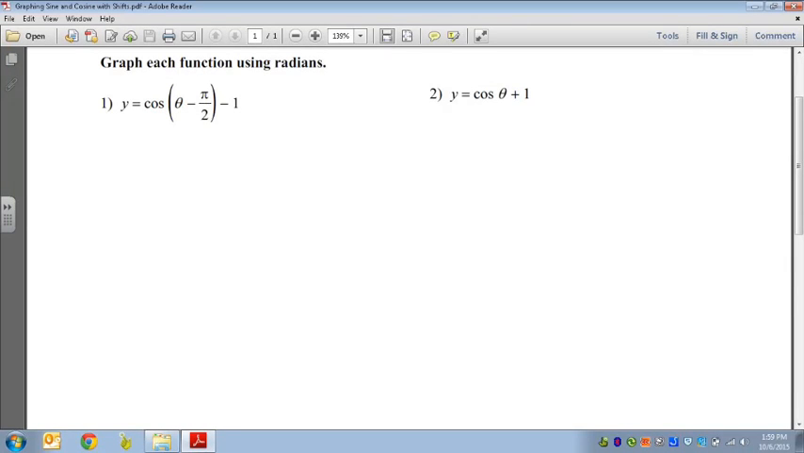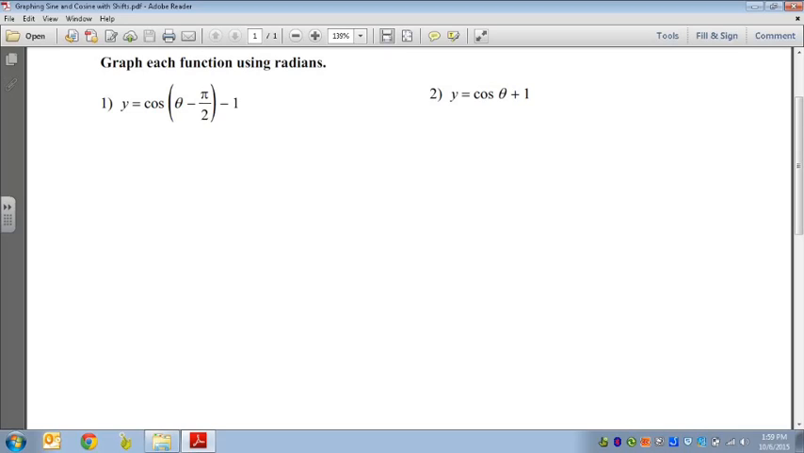All right, so in this video we're going to introduce cosine. Cosine and sine have a lot of similarities. In fact, a cosine graph is really just a shifted sine graph, or a sine graph is a shifted cosine graph. They have very similar characteristics, but the most curious one is where it starts, okay?